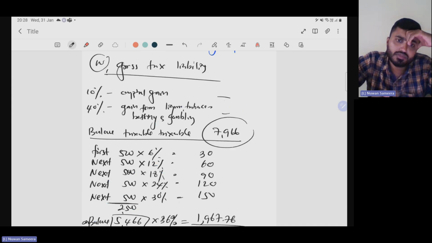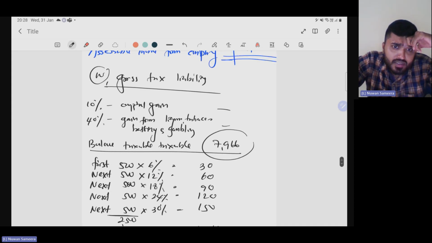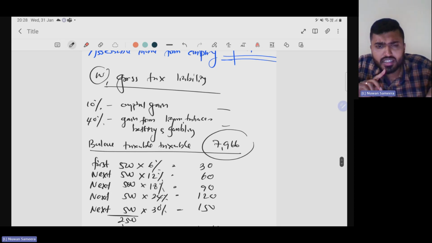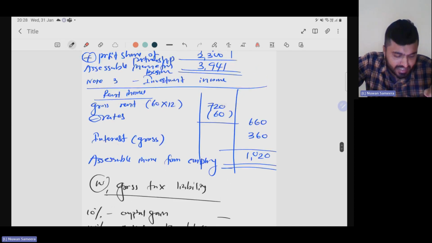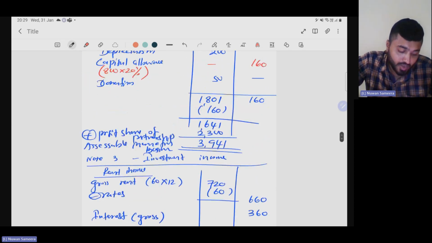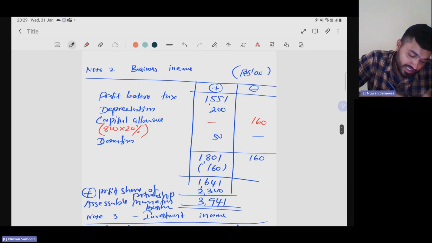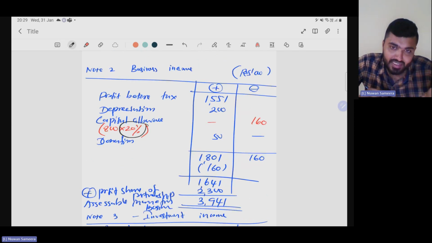Clear then? So what is the 20% then? Sorry? 20%, like the capital allowance, we have 800 into 20%. So what is the 20%? I didn't get that. 20% means? I was asking the same thing. How do we get the 20%? In the business income part, we have the capital allowance. That is a capital allowance, not capital gain. Yes, 20%, isn't it?